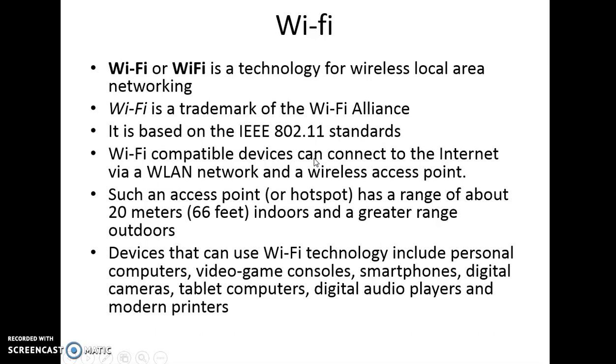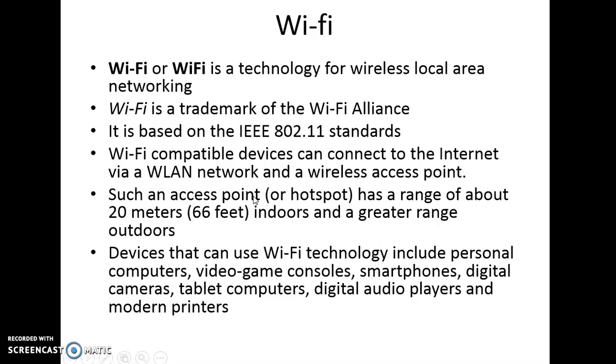Such an access point has a range of about 20 meters indoors and a greater range outdoors depending upon the walls, trees and all that. An access point is also known as a hotspot. You all know we create a hotspot in our mobile phones. So it is an access point. We are creating an access point for other devices. Other devices can access the internet through this access point.